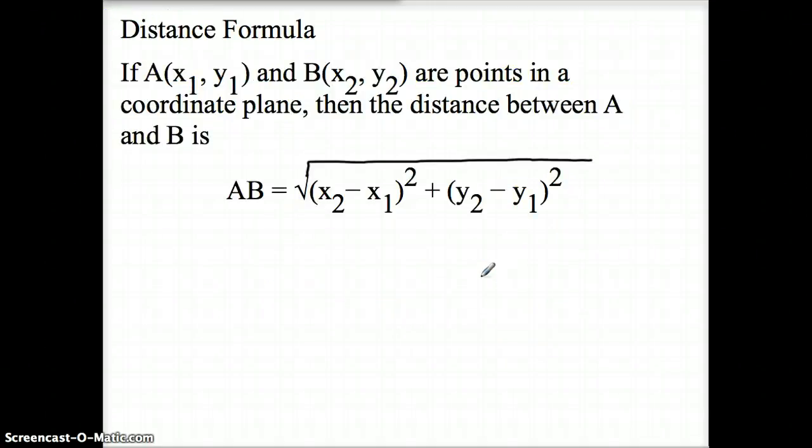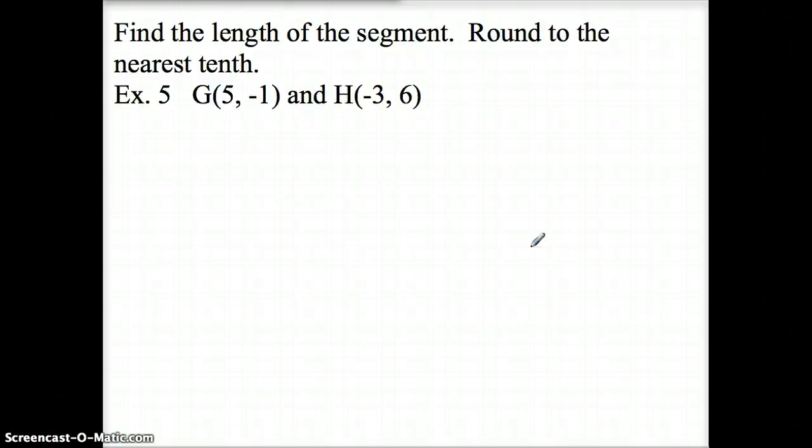Next, we're going to be looking at the distance formula. Distance formula is actually going to encompass some of the Pythagorean theorem we were dealing with last year. For the distance formula, you've got 2 points. You're going to take the difference of your x's squared and add to it the difference in your y squared. For an example, we've got 5, -1 and -3, 6.